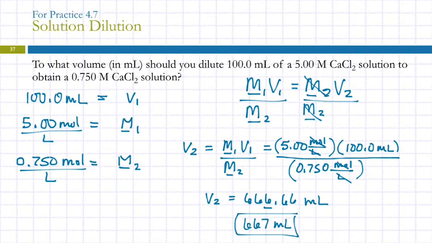It's a good idea with a dilution problem to look at it and ask yourself, does this make sense? So I'm taking 100 milliliters of this more concentrated, and I'm going to make it less concentrated. That means the volume has to be bigger, right? This volume is bigger, so that's a good sign. The most common problem is people will get these upside down, and then the volume will get smaller, and that's just not going to work. Any other questions?